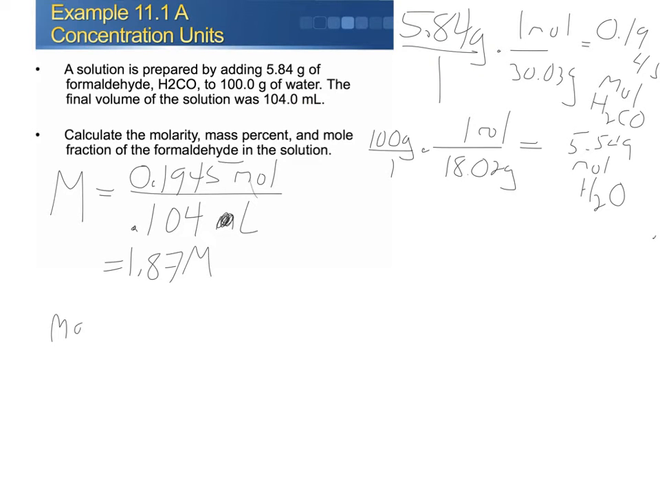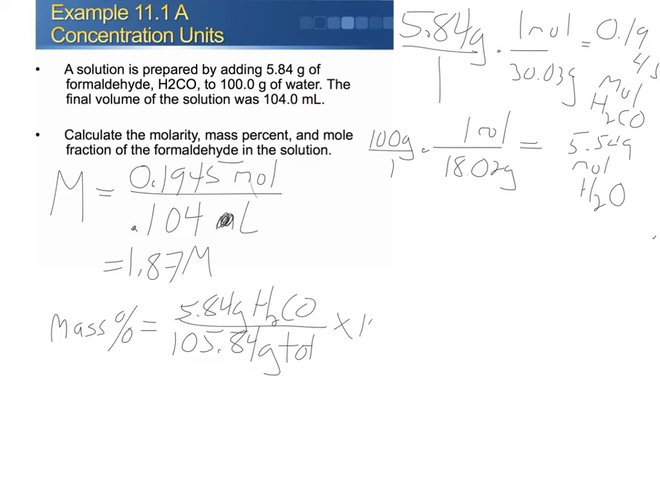The mass percent is like it sounds, it is a percentage. We have 5.84 grams of formaldehyde. We have 100 grams of water, so a total of 105.84 grams, part to whole, times 100% equals 5.52%. And yes, you have to have that 100% written down to get credit.